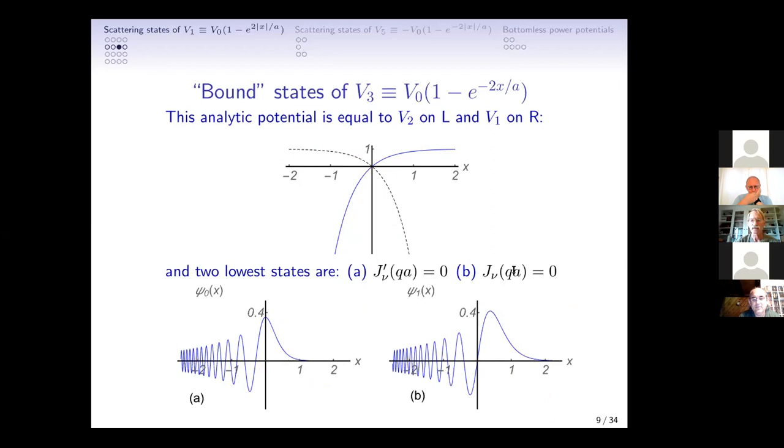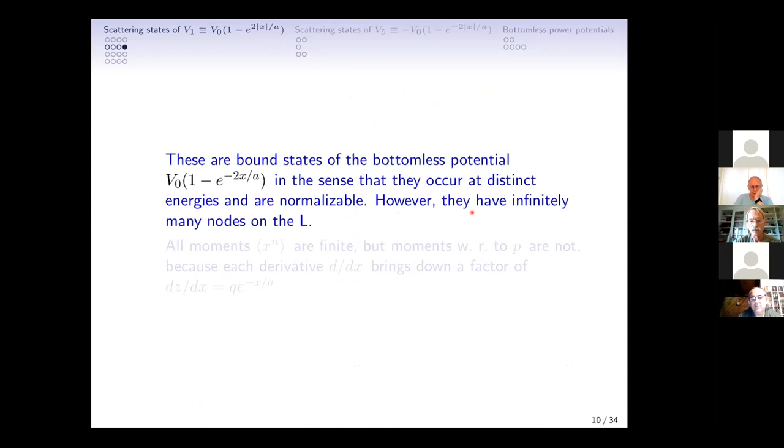So V1, V2, V3. But this looks very much like the Airy potential or the linear potential with the Airy function, no?